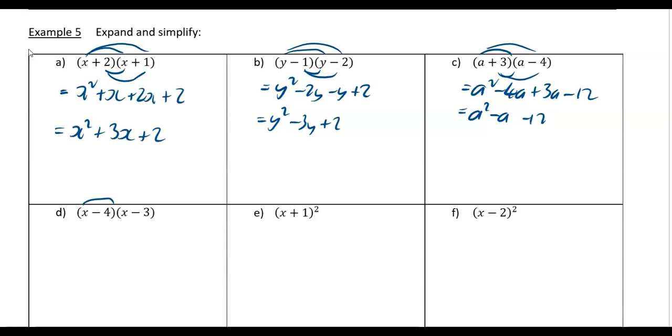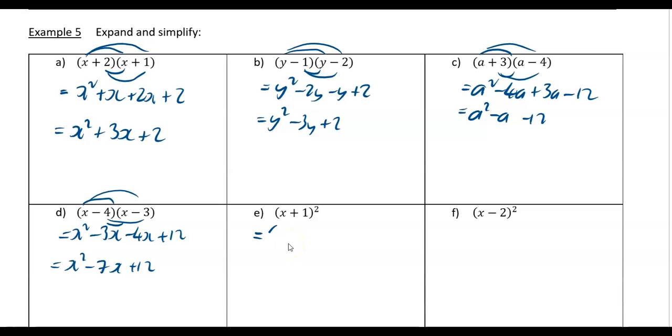Your next one, you've got x times x is x squared. You have x times minus 3 is minus 3x. Minus 4 times x is minus 4x. And minus 4 times minus 3 is going to be plus 12. And again, tidy up, you're going to have x squared minus 7x plus 12.